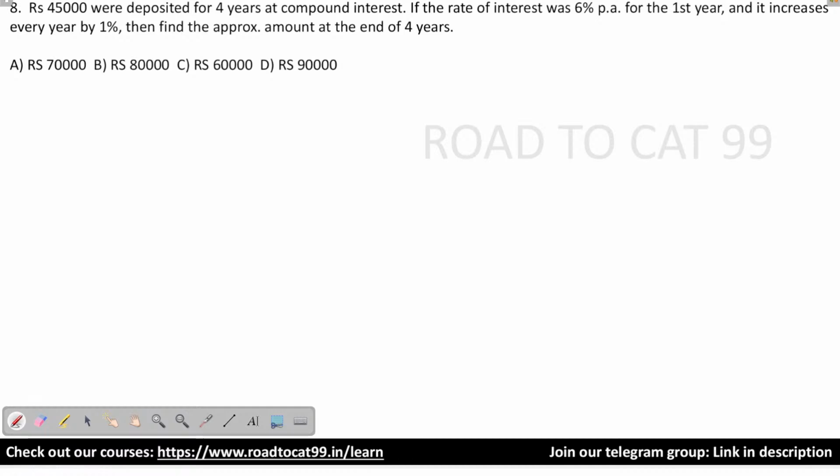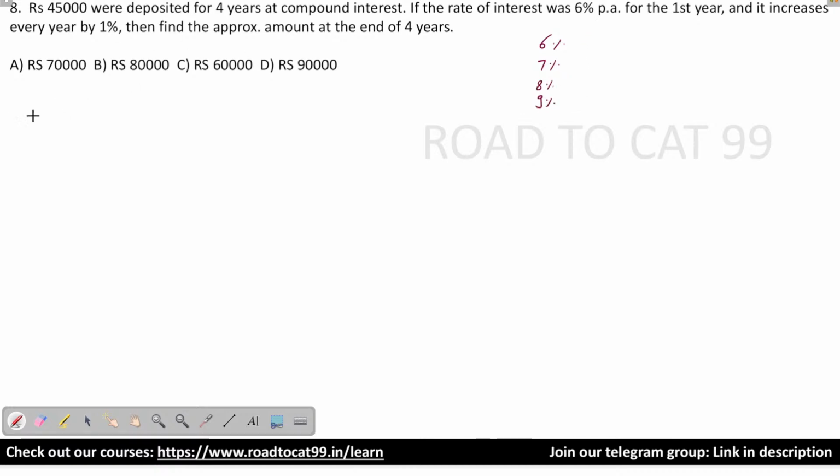This question can be a little calculative for some students, but let's see how we could have done this type of question in the exam. Rupees 45,000 were deposited for 4 years at compound interest. If the rate of interest was 6% per annum for the first year and it increases every year by 1%, then find the approximate amount at the end of 4 years. First year 6%, second year 7%, then 8% and then 9%.